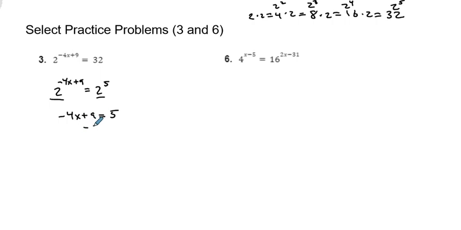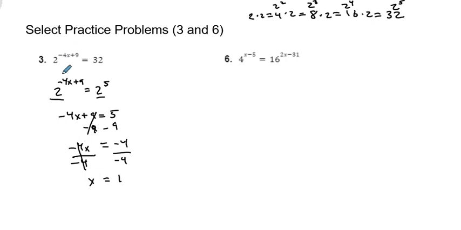Let's subtract 9 from both sides. When I do that, 9 and negative 9 cancel each other out, and you get negative 4x on the left and negative 4 on the right. To get x by itself, we divide by negative 4. Don't forget that negative, right? Negative 4 divided by negative 4 is 1, because anything divided by itself is 1. So you get x is equal to 1.